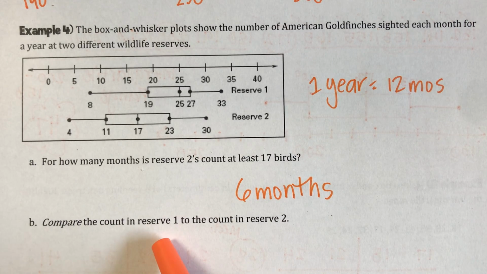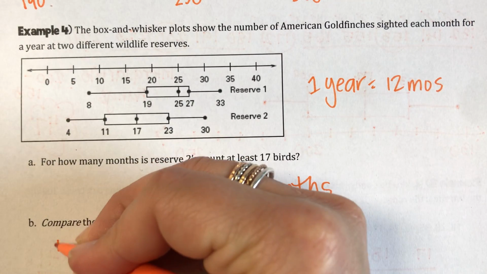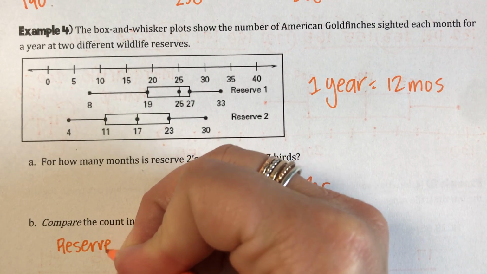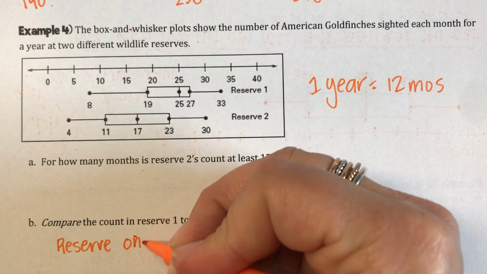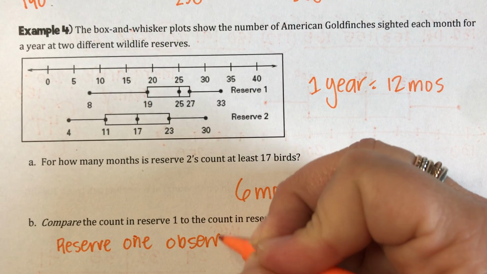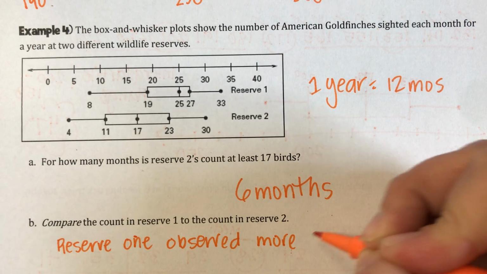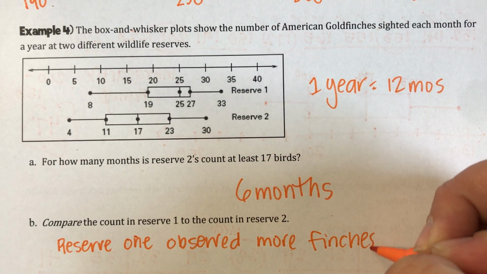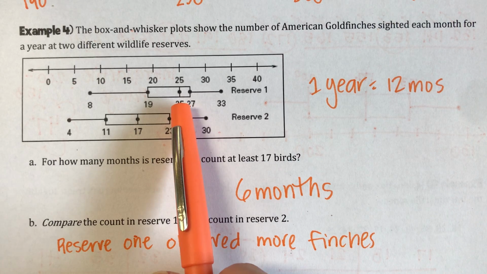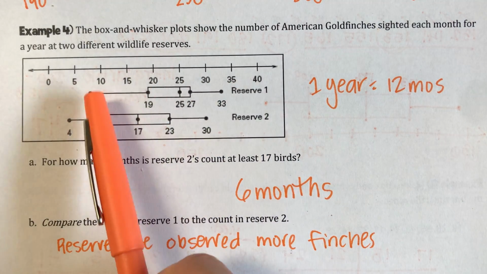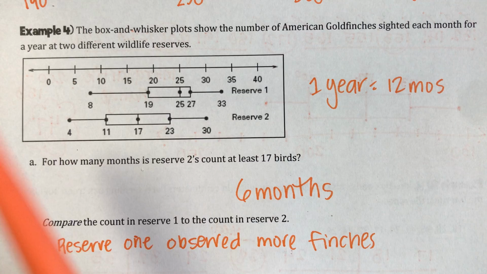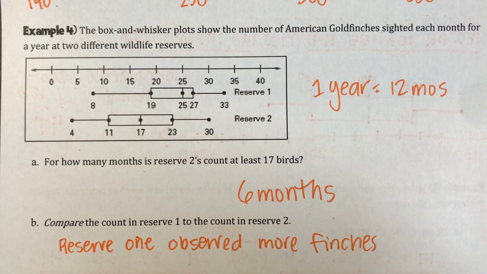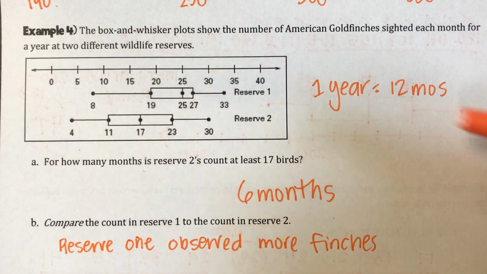Okay, it says compare the count in Reserve 1 to the count in Reserve 2. So what can you tell about the counts in Reserve 1 and Reserve 2? Reserve 1 had more birds. Reserve 1 observed more finches or more birds, right? Just looking at it, half of their months they saw 25 or more, right? And their lowest was 8, their highest was 33. Overall, their whole data set was farther to the right, was greater than Reserve 2.